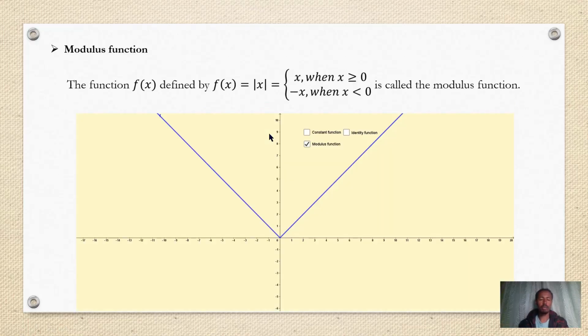Modulus function is a type of function which is defined as the absolute value of x. As we have discussed in the lower class, the absolute value of x has two possible outputs: positive x when x is greater than or equal to 0, and negative x when x is less than 0. As you see from the figure, the function f of x, the modulus of x, for positive values of x is just like this. It goes from (0, 0) to positive infinity, and for negative x values it goes from the origin in the negative x-axis direction.